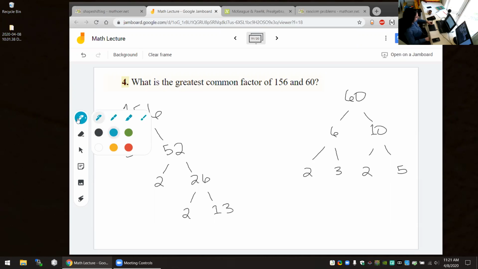Then I take all the ones they have in common. So they both have a 3. They both have a 2. They both have another 2. They don't both have a 13. They both don't have a 5.